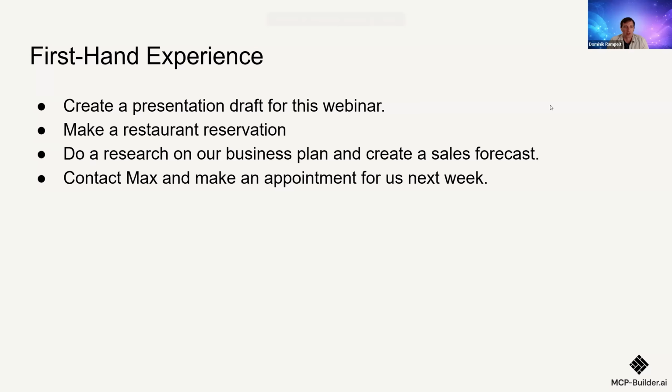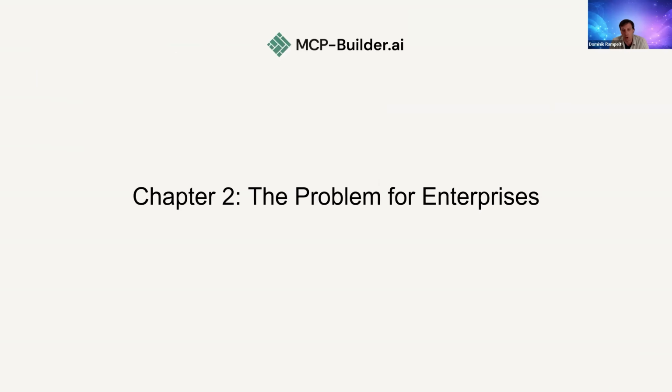A few other examples, but I think I made the point clear already. You can ask it to make restaurant reservations, but also to contact Max or some other people, make a business plan, etc. But for most of this, it really needs access, which is a security issue. And that brings us now to the second chapter. What is the problem for enterprises right now?